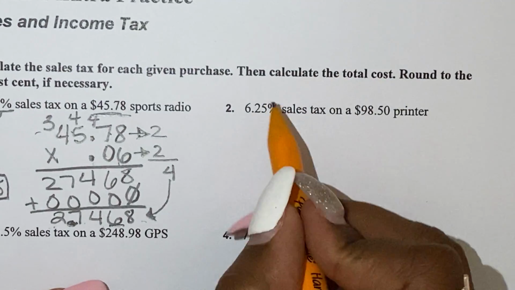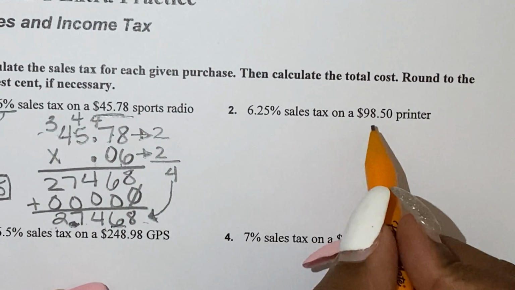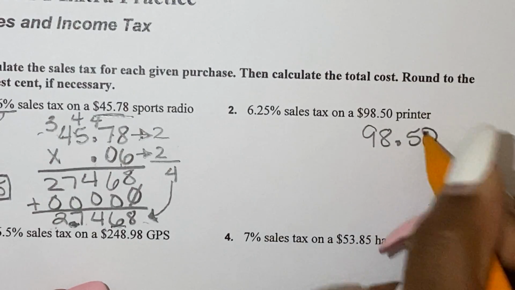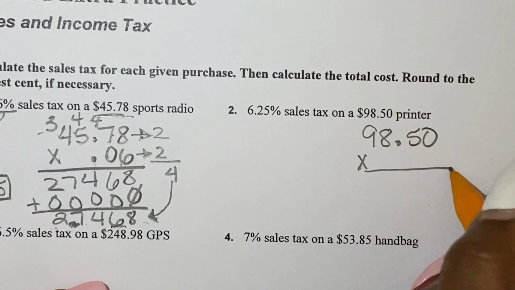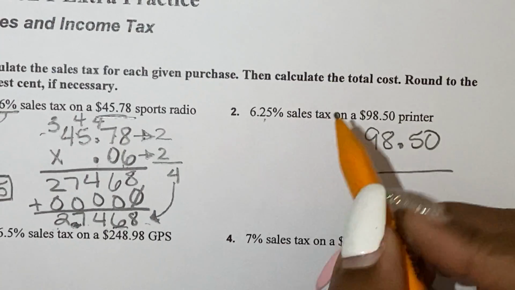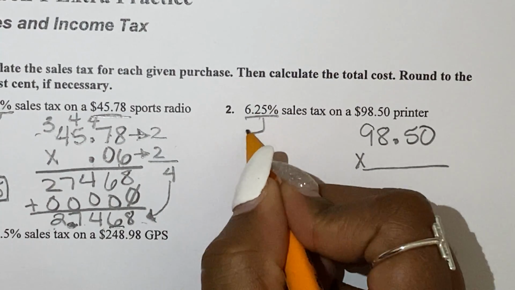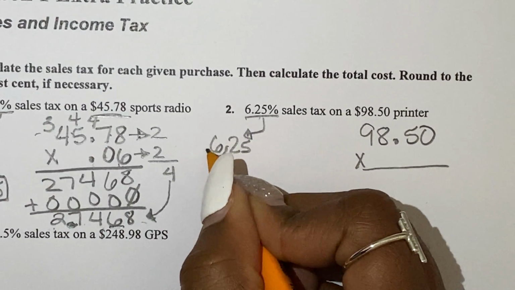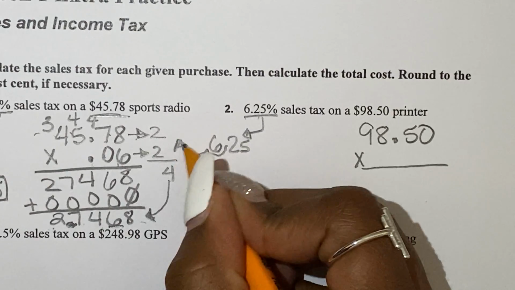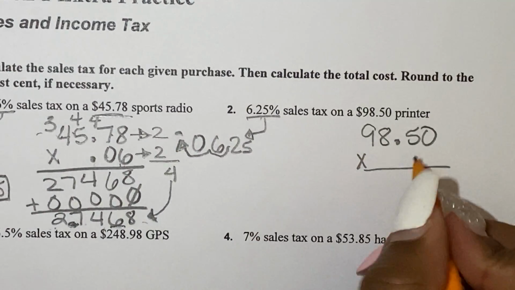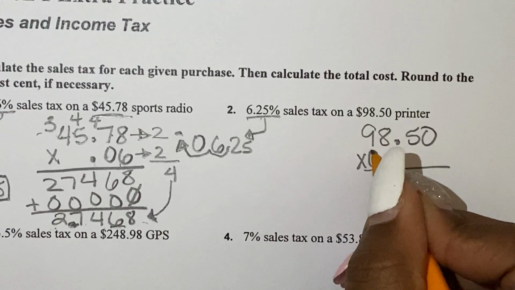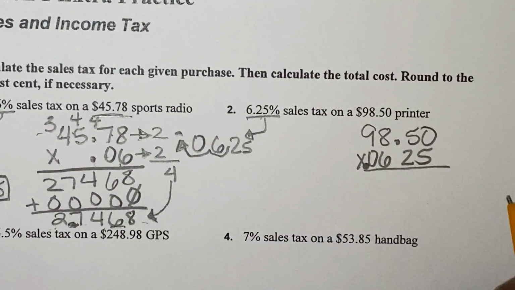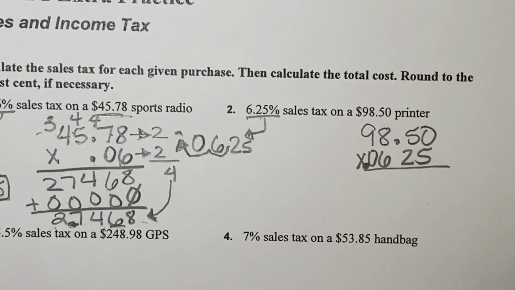Number 2. A 6.25% sales tax on a $98.50 printer. I have a $98.50 printer. I need to change this percent to a decimal. Go to the side and work it out. 6.25%, we move our decimal 2 places to the left. 0.0625. There's a decimal in front of that 0.